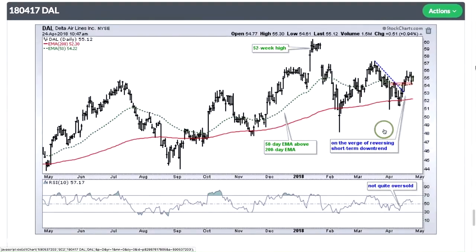So I got a few stocks to run through for you that might pique your interest. The first is Delta Airlines, and 50 days above the 200-day, hit a 52-week high here. So that tells me I'm on trend. All right, the trend is up. I want to look for bullish setups. So we can see a higher low forming from February to April and a little breakout there. So it looks like Delta wants to move higher.